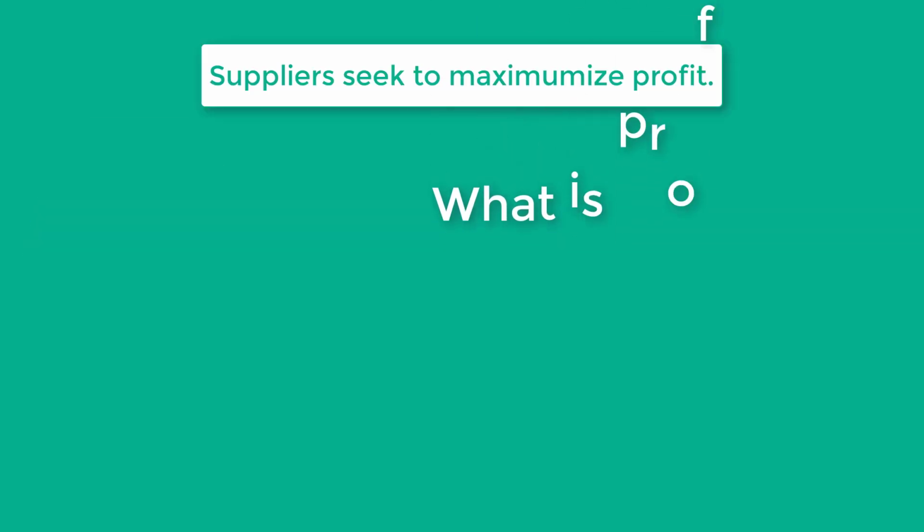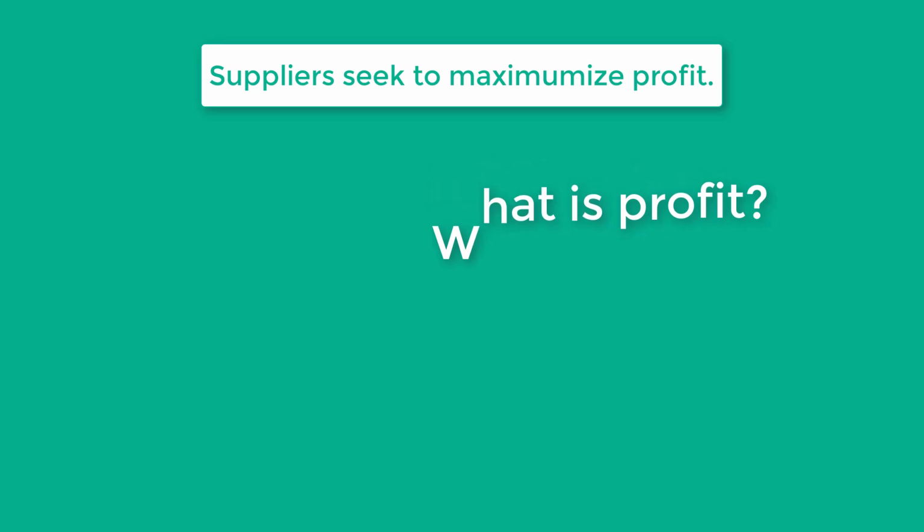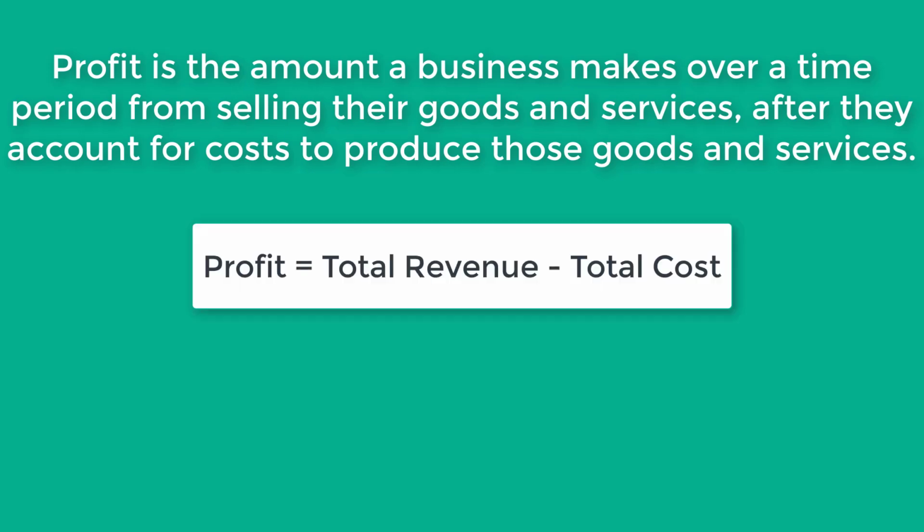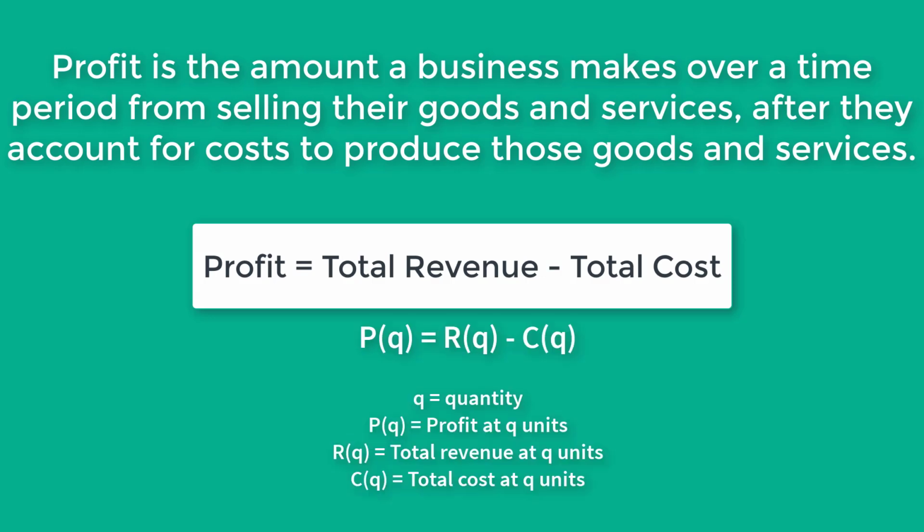But what exactly is profit? Profit is the amount a seller makes over a period of time after they account for the cost to produce their goods and services. We can write this as profit equals total revenue minus total cost, which can be given by the following formulas and symbols, where Q is quantity, capital P of Q, R of Q, and C of Q are just profit, total revenue, and total cost at Q units respectively.